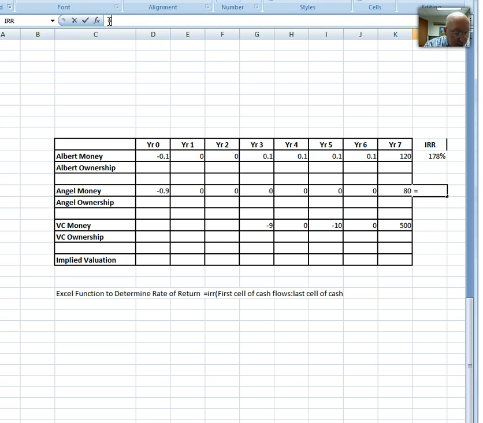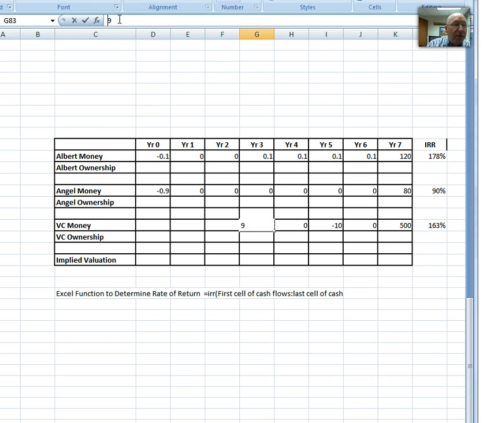More interesting are the angel return and the VC return. Again, equals IRR, open the parentheses, highlight the cash flows, hit enter, and so you can see the angel's got a 90% annual return. And as astounding as that is, it's going to be even higher for the venture capitalists who put in a lot of money, but they got a whole lot of money back pretty quickly, 163%.